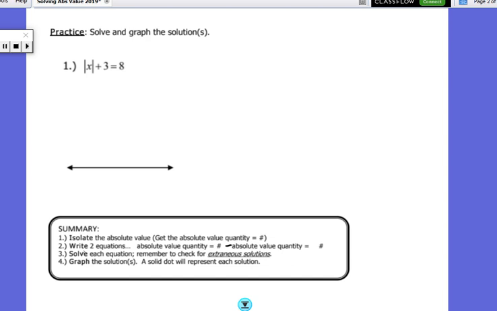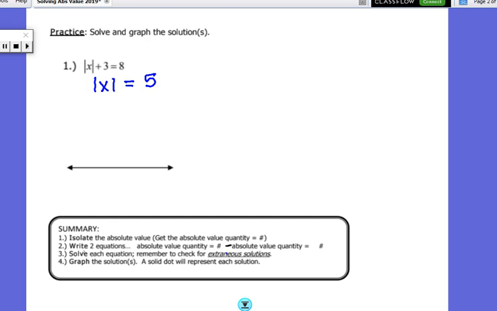We're going to solve the absolute value of x plus 3 equals 8. The first thing we have to do, looking at our summary at the bottom, is isolate the absolute value. So that means we want to get it by itself. So we've got to get rid of that 3. Since it's plus 3, we're going to subtract 3 from both sides. And we're going to get the absolute value of x equals 8 minus 3, which is 5.